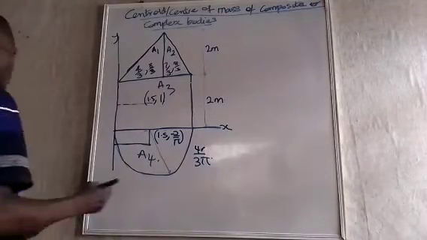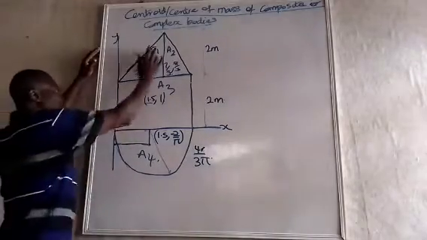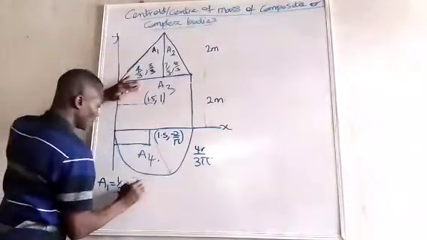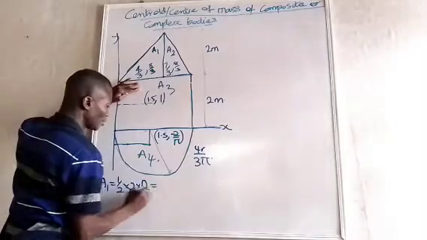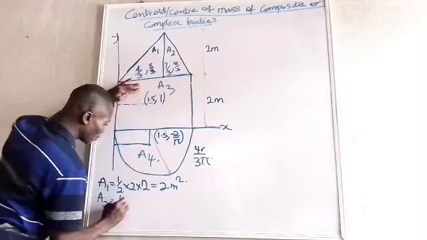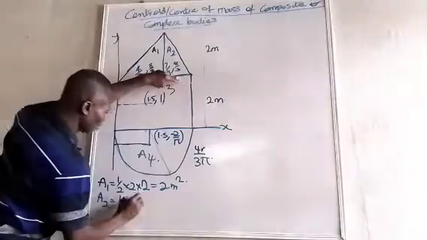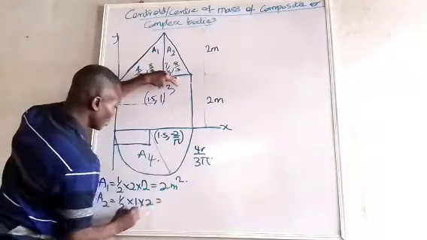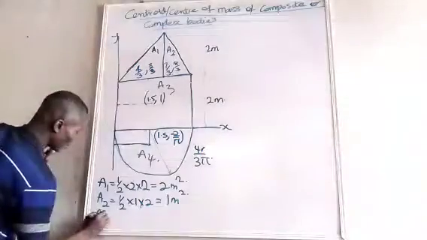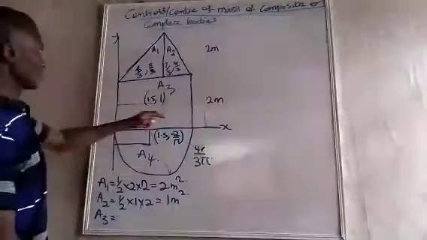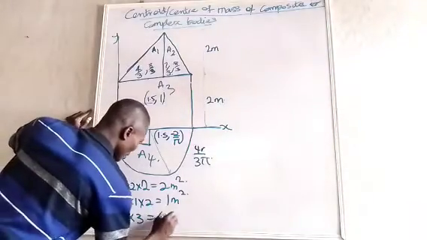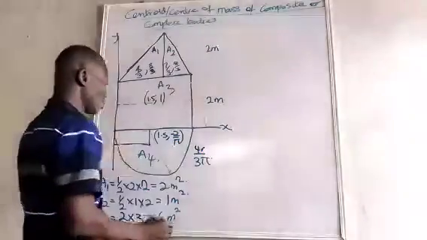Now let's do something else. For this one, area of each, let's find it. A1 is going to be half base, which is 2, times height, which is 2. And that is going to be 2 meters squared. A2 is going to be half times base times height. What does that give us? 1 meter squared. For this one, A3, what does that give us? 2 times 3, 6 meters squared.